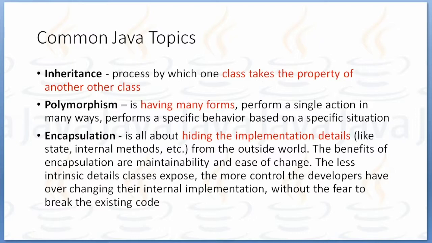Alright, common Java topics. Inheritance, the process by which one class takes the properties of another class. Polymorphism is having many forms, performing a single action in many ways, performing a specific behavior based on a specific situation. Encapsulation is all about hiding the implementation details, like state and internal methods, from the outside world. The benefits of encapsulation are maintainability and ease of change. The fewer intricate details a class exposes, the more control developers have over changing their internal implementation without fear of breaking the existing code.